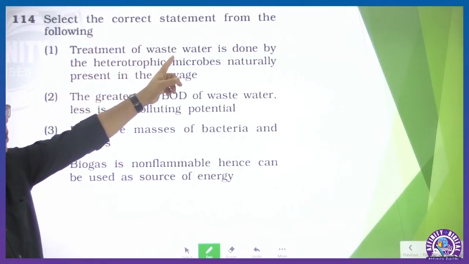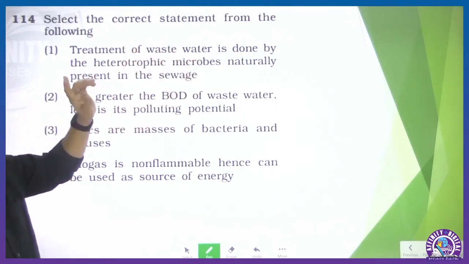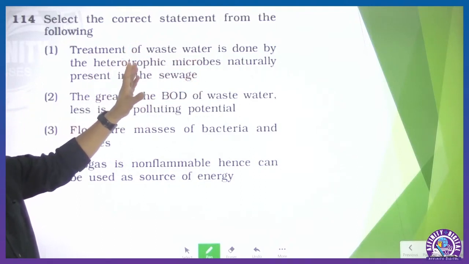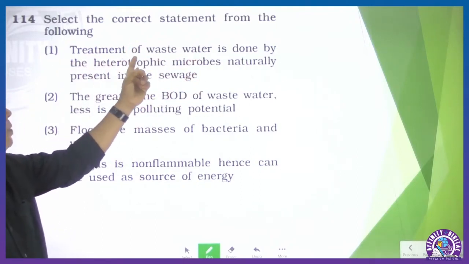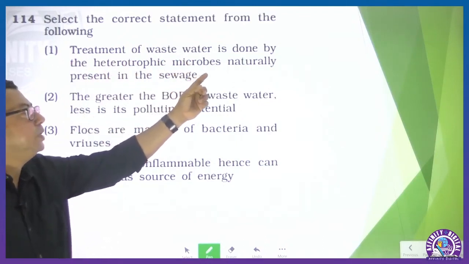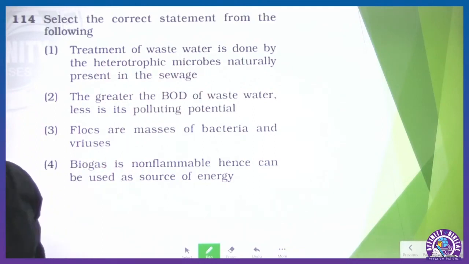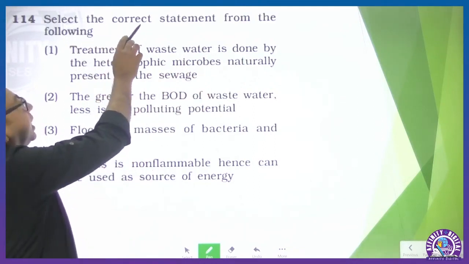This is a question on sewage treatment. Okay, look, this question is on sewage treatment. So what is the first option? Treatment of wastewater is done by heterotrophic microbes naturally present in sewage. Is this true or false? You are asked to find the correct statement.